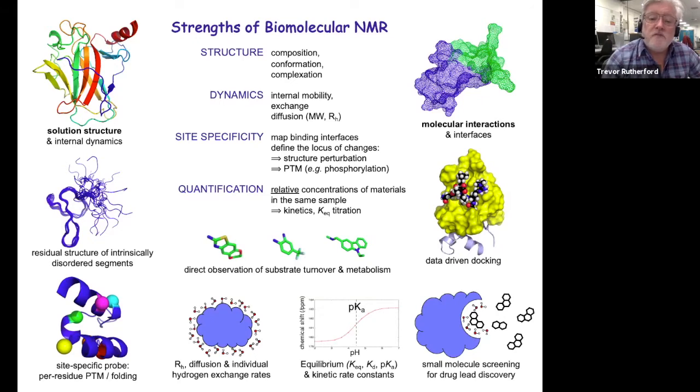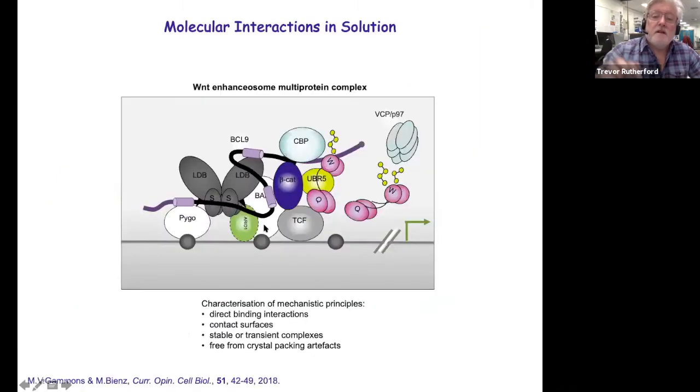And we shouldn't forget that we're not just able to look at the macromolecules themselves. We can do the direct observation of substrates and small molecules to look at substrate turnover and metabolic pathways in situ in intact cells. So that's the basic scope.